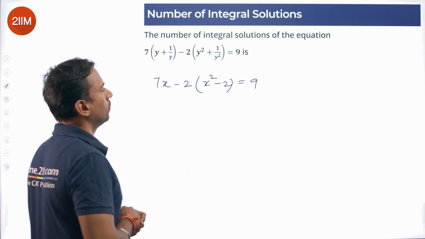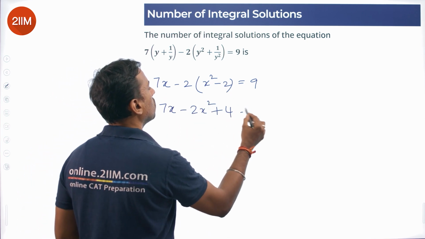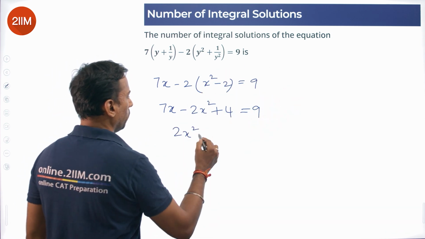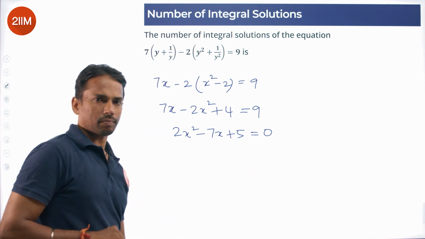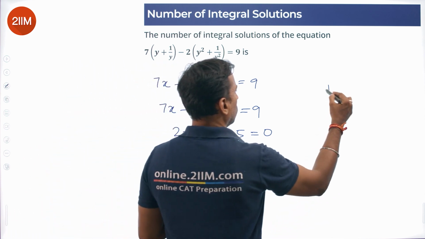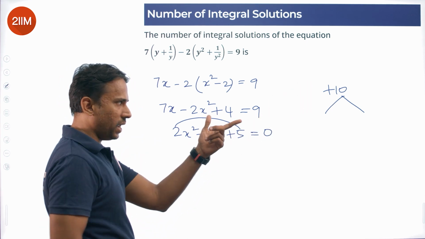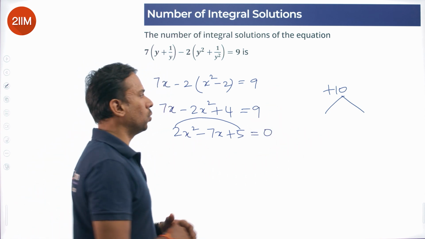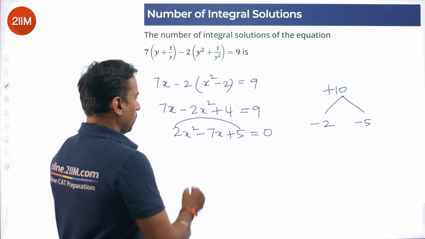Now 7x minus 2x square plus 4 is equal to 9. Bringing everything to the other side, we'll have 2x square minus 7x plus 5 is equal to 0. Now we are ending up with a quadratic equation in terms of x. We'll solve for this. We have to factorize 10, because 2 into 5 is plus 10. We'll have to break it as two numbers such that the product is plus 10 and the sum is minus 7. That means we get the pair minus 2 and minus 5. That means what about the values of x?